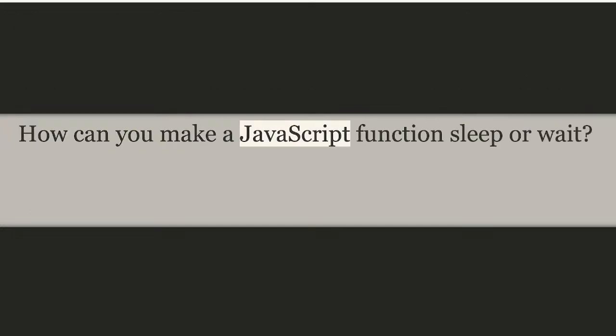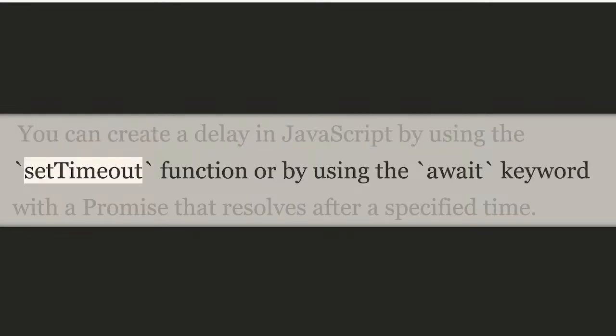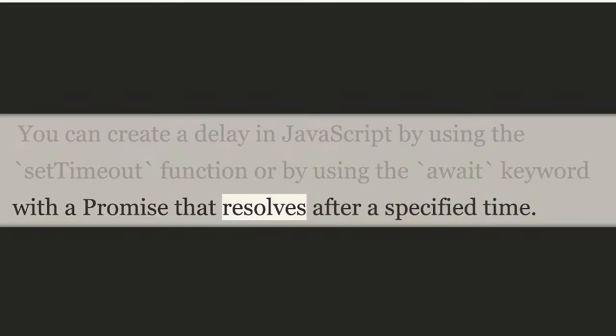How can you make a JavaScript function sleep or wait? You can create a delay in JavaScript by using the setTimeout function or by using the await keyword with a promise that resolves after a specified time.